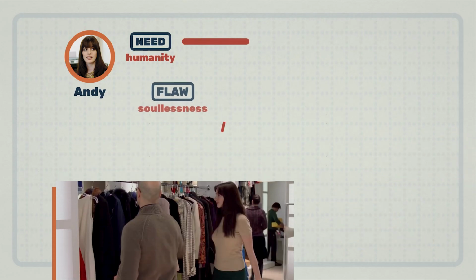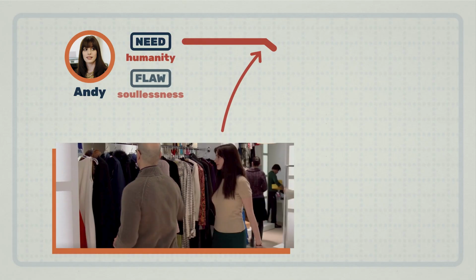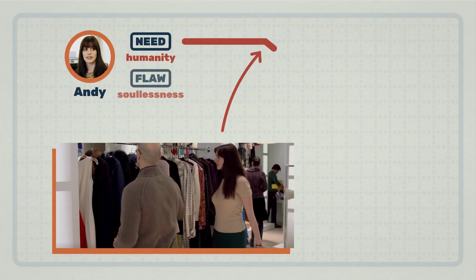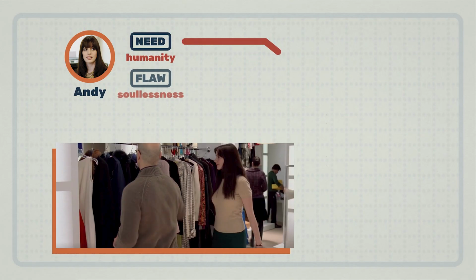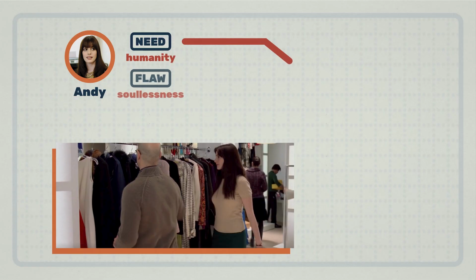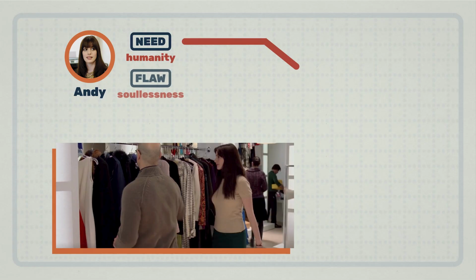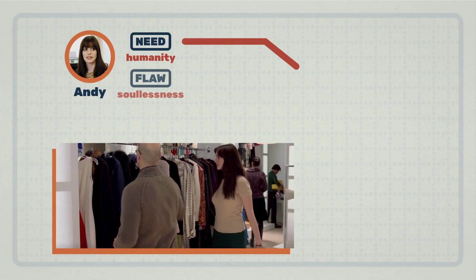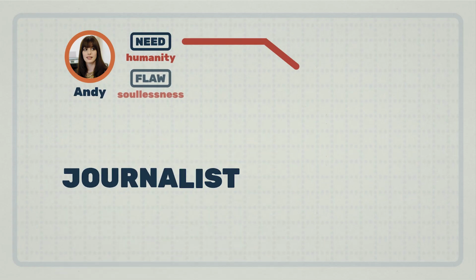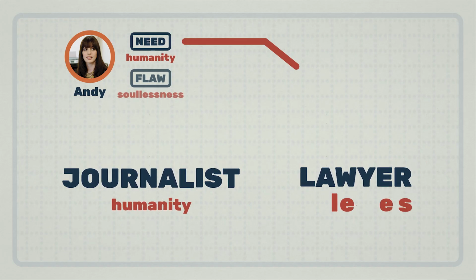About a third of the way into the movie, Andy realizes that in order to succeed at Runway, she will have to become more subservient and less independent. In this way, she is starting to embrace her flaw of soullessness, which is fitting for the selling your soul to the devil metaphor underlying the movie. Notice this humanity versus soullessness metaphor is also highlighted by Andy's choice between becoming a journalist and a lawyer, two professions often defined by their humanity or soullessness.